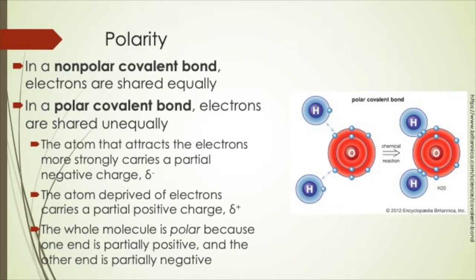So covalent bonds differ widely in the sharing of valence electrons, depending on the difference of electronegativity. Also, polarity. If you have a nonpolar covalent bond, all electrons are shared equally. So all of the electrons are just shared throughout the molecule. But if you have a polar covalent bond, the electrons are pushed against one side or pushed against another side.